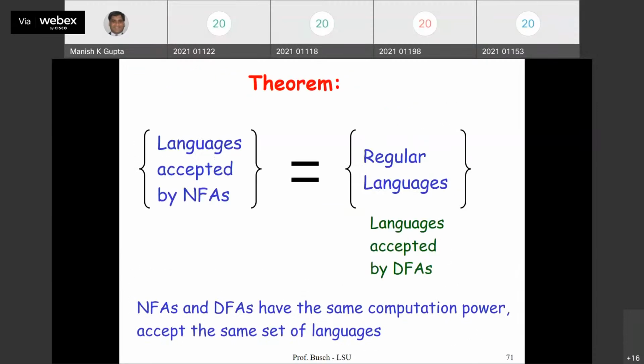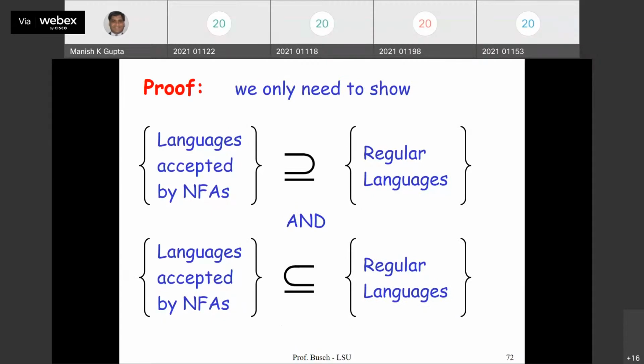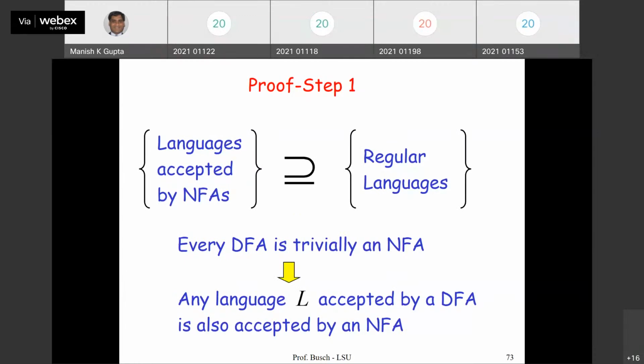All this is written in theorem form, but actually what they are saying is common sense, right? We need to show that the languages accepted by NFA contain the regular languages, and the languages accepted by NFA are a subset of regular languages. Regular languages I have defined as languages which are accepted by DFA. So the first thing: every DFA is trivially an NFA. So any language L accepted by a DFA is also accepted by an NFA. So regular languages are a subset of languages accepted by NFA, right? Clearly, this will happen.